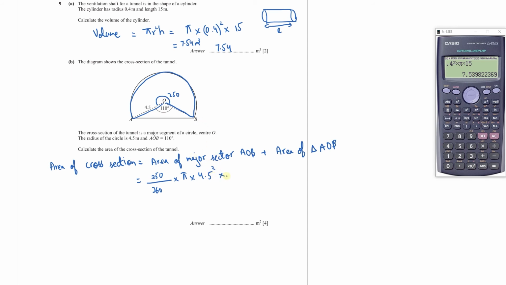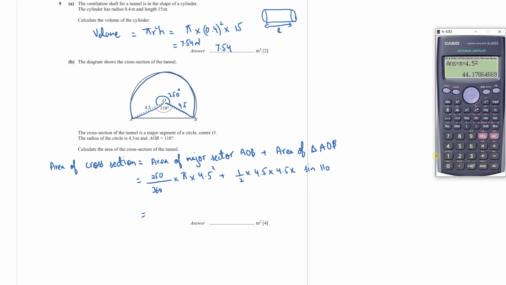And then you'll add the area of triangle AOB. So in this triangle AOB, this length is the radius, which is 4.5. OB is also a radius, which is also 4.5. So this will be 1 by 2 into this side multiplied by the sine of the angle in between them. So 1 by 2 into 4.5 into 4.5 into sine of 110. So 250 divided by 360 into pi into r square, 4.5 square.